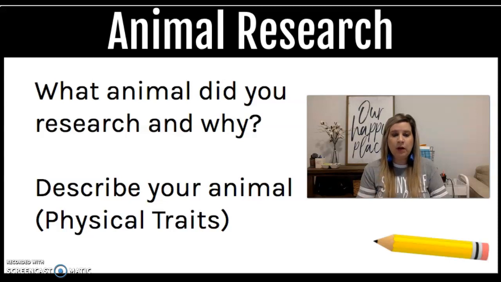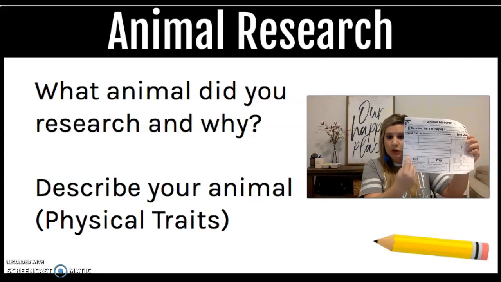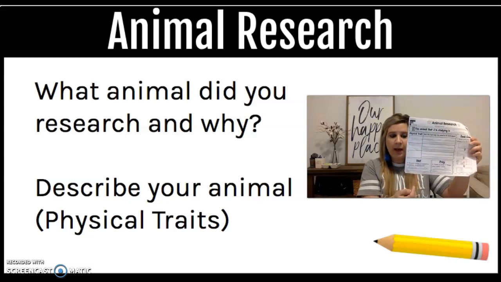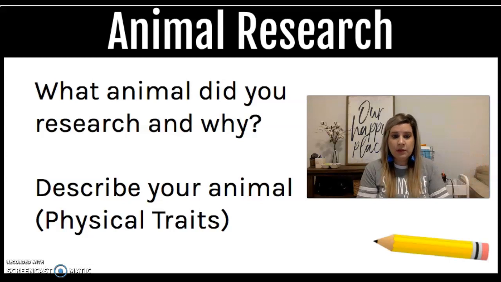So this week we are going to turn that research, which is essentially just a list. I didn't ask you to write complete sentences or really put it together, so you could have just written one or two words on each thing as you went. But this week we're going to turn that into an actual paper to practice our writing.